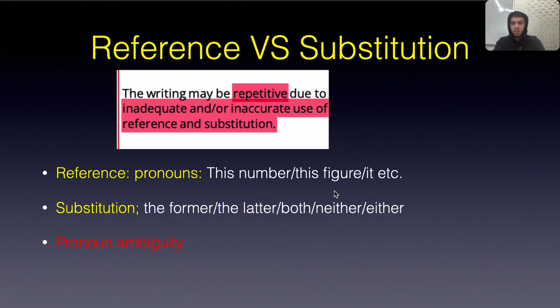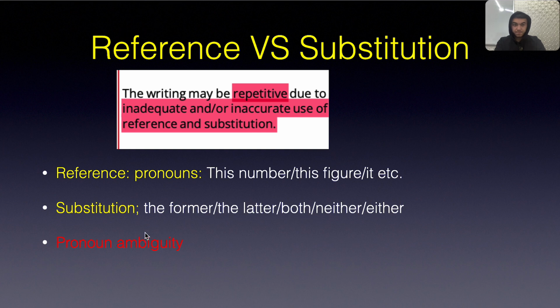Pronouns, this number, this figure, it, etc. So you're making mistakes while using this number or this figure. So basically, a common mistake would be, let's say I said, I have an apple and I like them. If I say, I like them, you can't really understand what I'm referring to. It's a reference problem here. I should have said, I like it, right? I have an apple and I like it. So this is an example of a reference problem, although it's very simple.